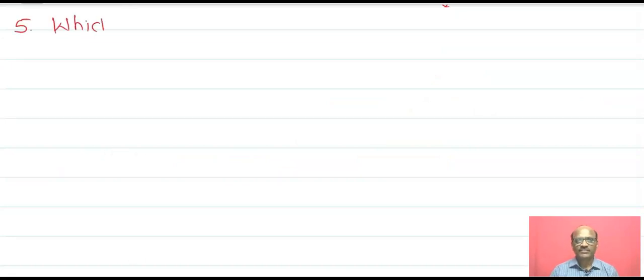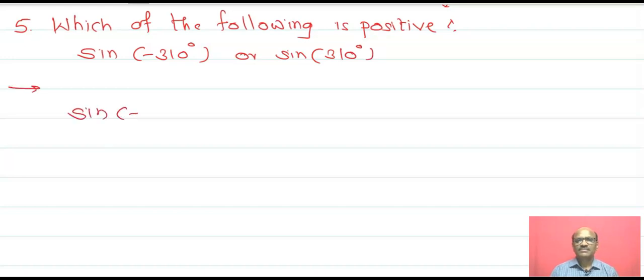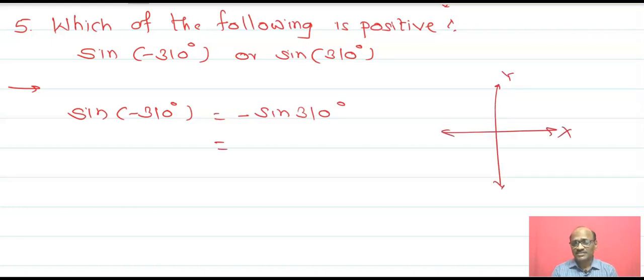Now the next question number 5. Which of the following is positive? Sine of minus 310 or sine of 310. Now sine reflects the negative sign, means sine of minus theta is minus sine theta. That is minus sine of 310, which means it goes in again the fourth quadrant. Therefore it is negative, and that's why minus minus will become plus.